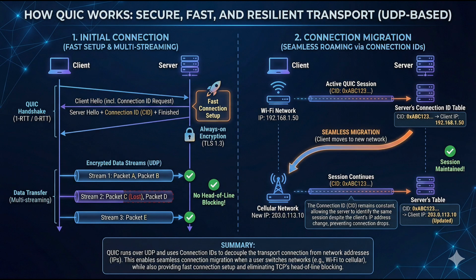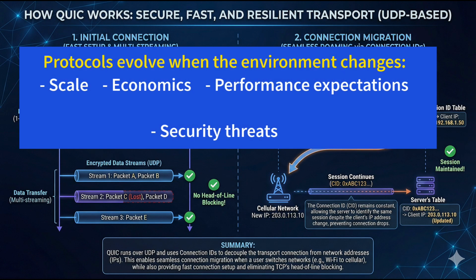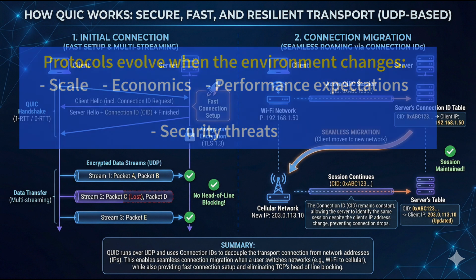The overall lesson from 1974 to now is consistent. Protocols evolve when the environment changes. Scale, economics, performance expectations, and security threats reshape what good networking requires.